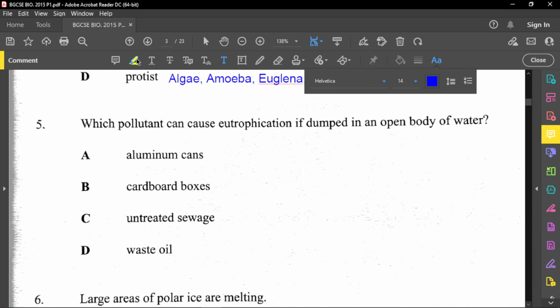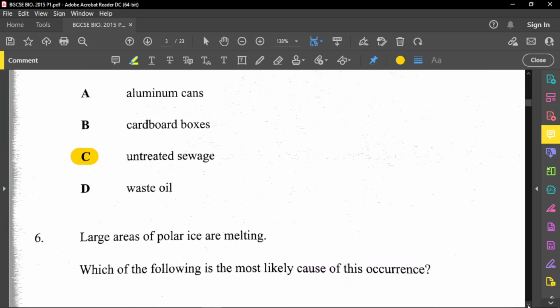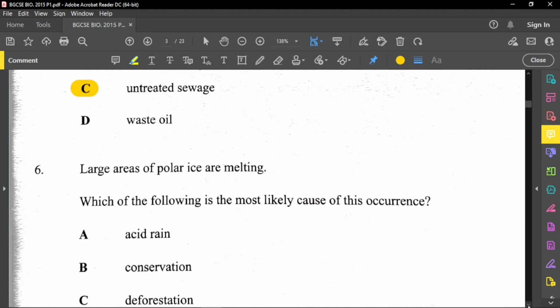It said, which pollutant can cause eutrophication if dumped in an open body of water? And eutrophication is caused by dissolved nutrients in water. And here it will be untreated sewage, because untreated sewage is rich in nutrients. And it will cause excess growth of algae and what we call a phenomenon as algal blooming.